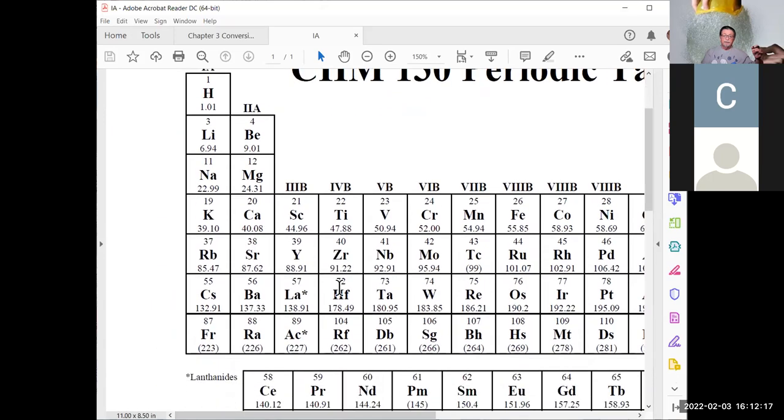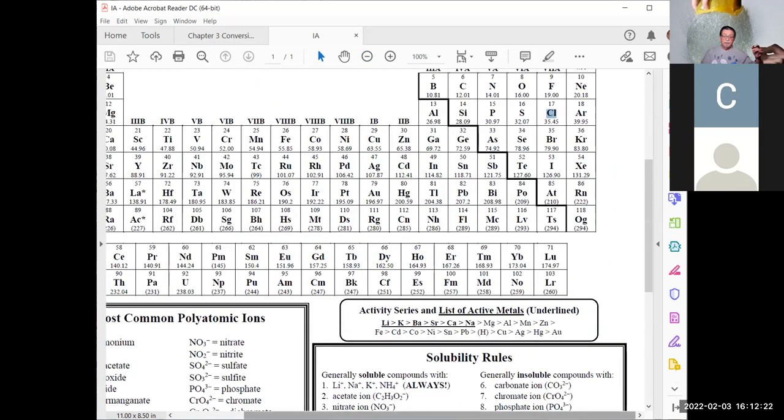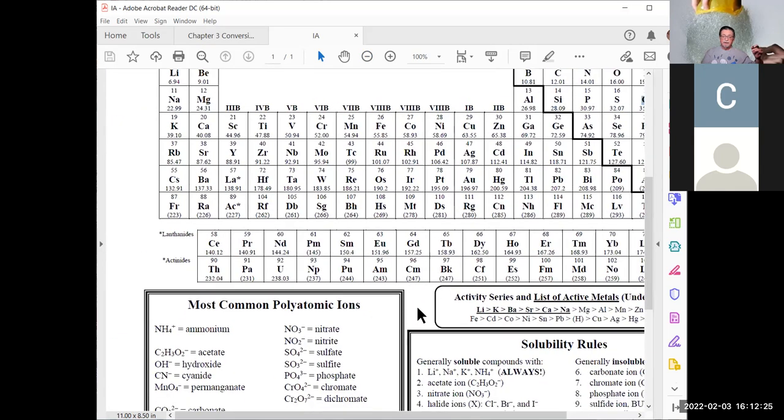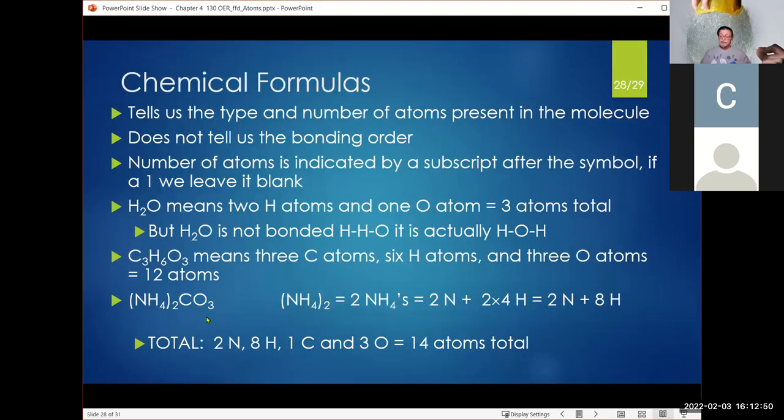On the bottom left of the periodic table, let me shrink this a little bit, we have a table that eventually you really need to become familiar with. These are called polyatomic ions. And notice the one we have out here is NH4. That is a unit. In fact, it's got its own little charge. Whenever we need more than one, we put parentheses around it. In this case, we have shown the NH4 in parentheses with subscript 2, which tells us there are two NH4 units, and they have a particular name called ammonium.